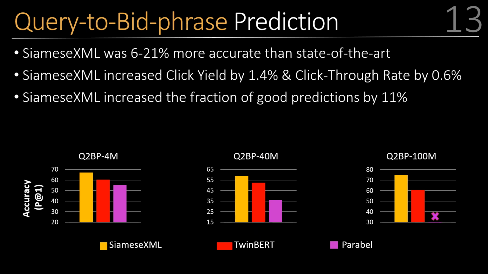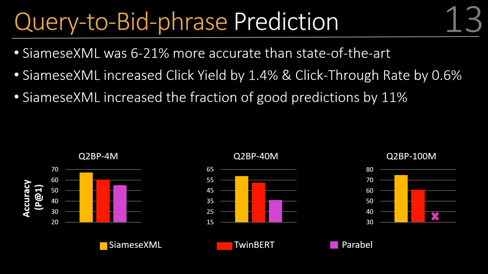For example, SiameseXML could be trained within 2 days on a dataset for matching user queries to advertiser bid phrases with 100 million labels, where it could be 6 to 21% more accurate as compared to the baselines such as TwinBERT and Parallel. Furthermore, SiameseXML was deployed on the Bing search engine to perform A/B tests on live search engine traffic for the same application, where it led to a 1.4% gain in click yield over an ensemble of leading IR, XML, generative, and graph-based techniques running in production.